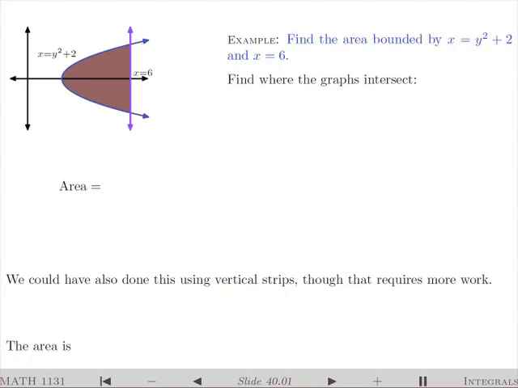If I set this up using horizontal strips, of course I have to first draw the graph to see which is on left, which is on right. I also have to see where they intersect. Let's first find the points of intersection, or at least their y coordinates.